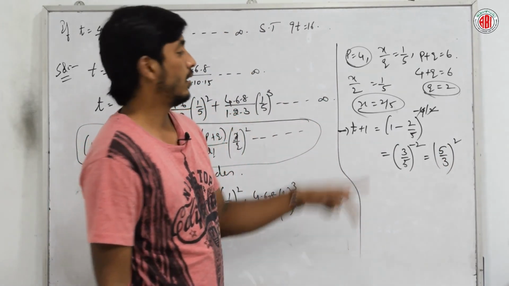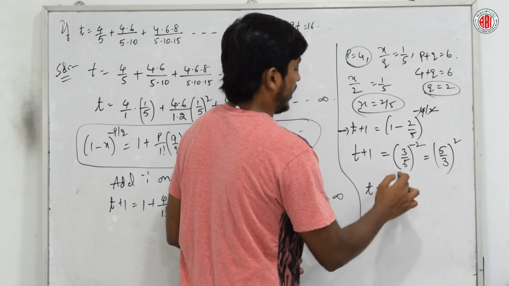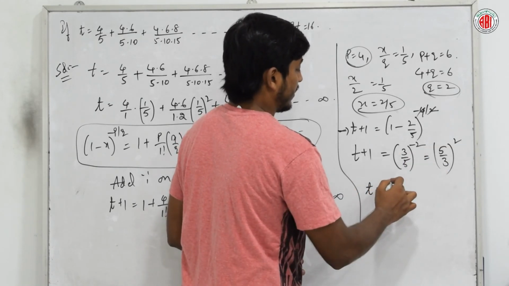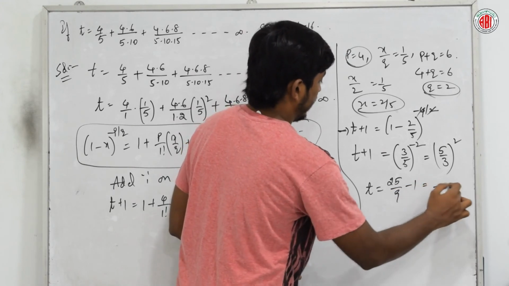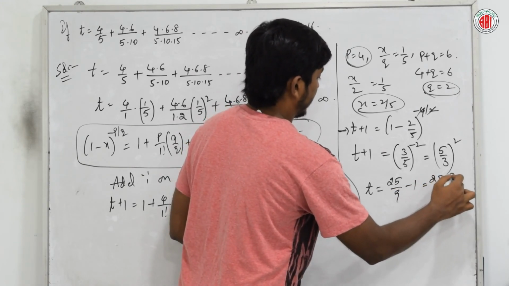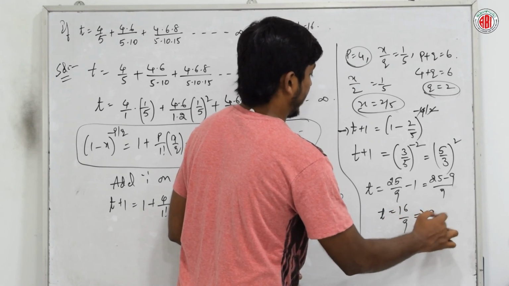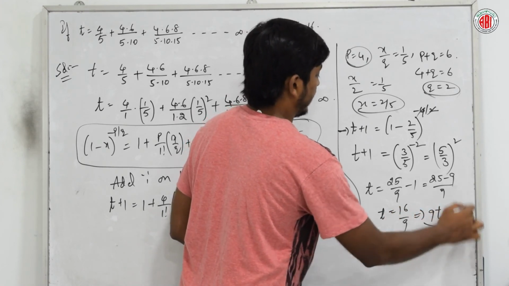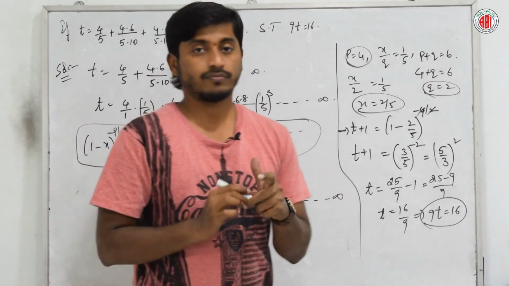Is it clear? This is t plus 1. What is t? 5 square is 25 by 9 minus 1. That is, LCM is 9, 25 minus 9 is 16, so t is 16 by 9. We will get it as 9t is equal to 16. That is what he asked us to prove.